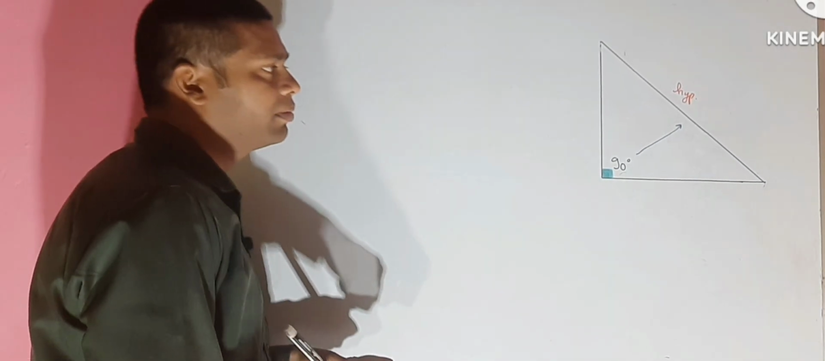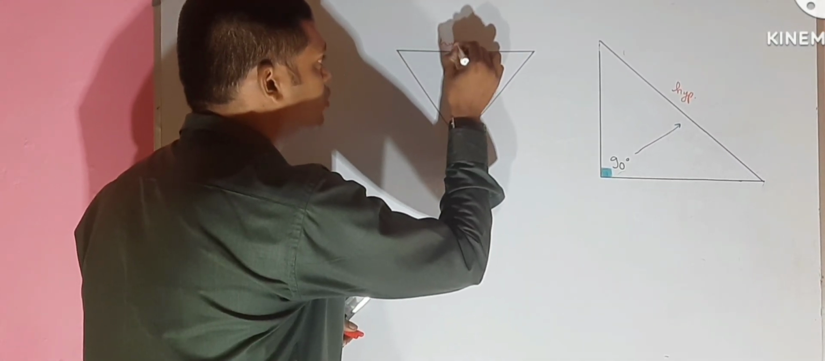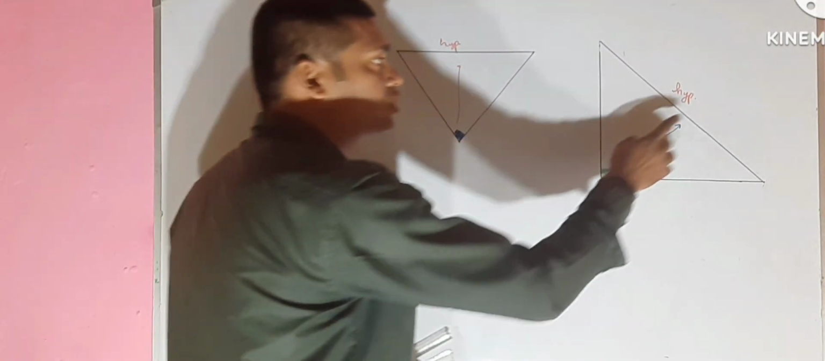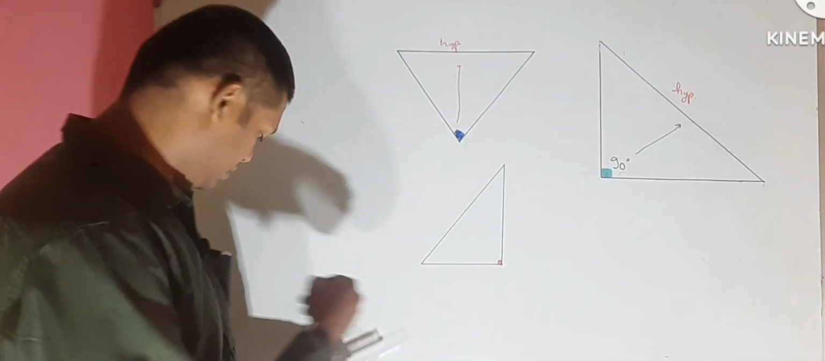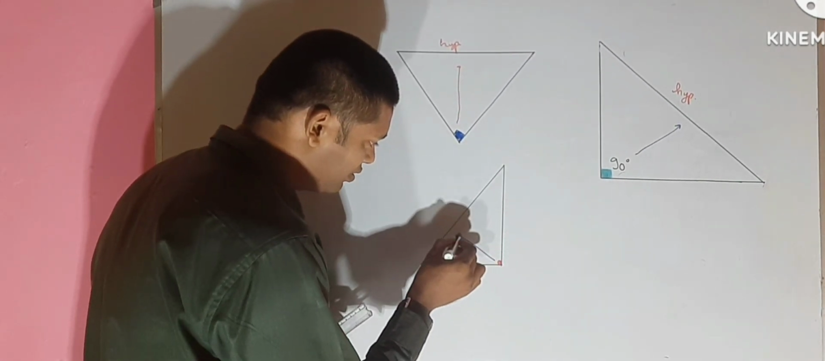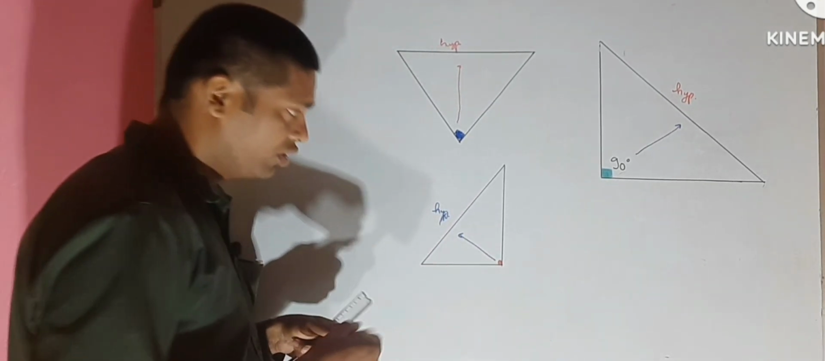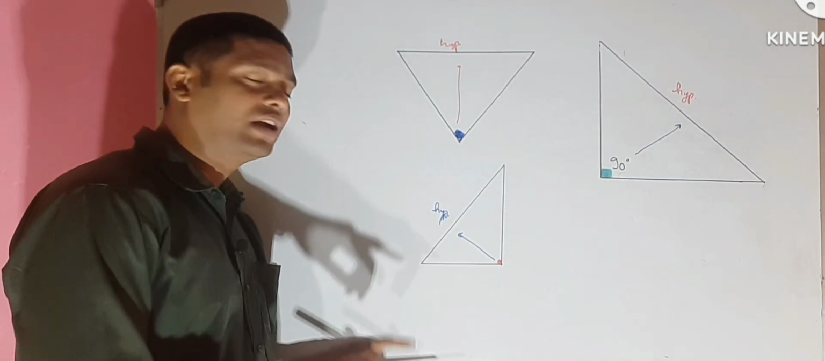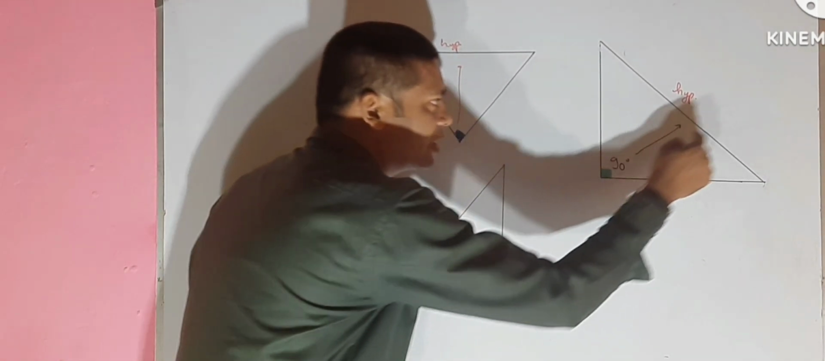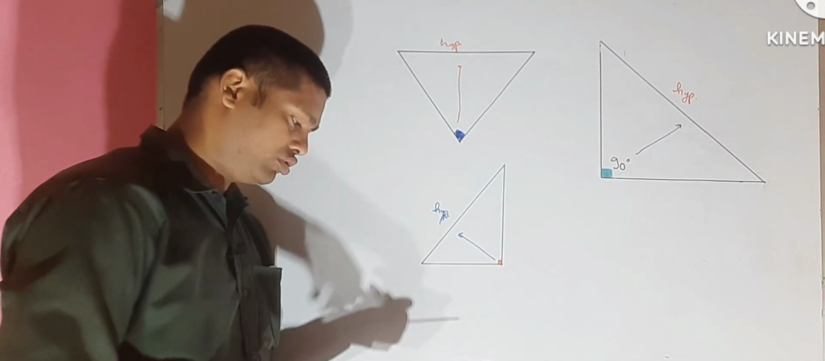If the diagram is like this, then this is the hypotenuse, as I told you, opposite to 90. If the diagram is like this, then this will be 90, so this is the hypotenuse according to that. So what we have understood from the three diagrams is that whatever side is opposite to 90 degrees is always the hypotenuse. It will never change.